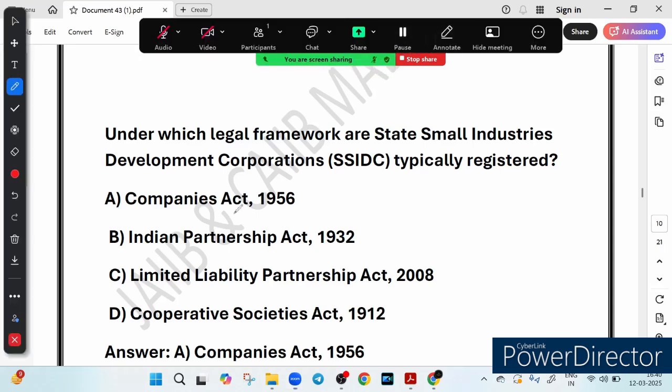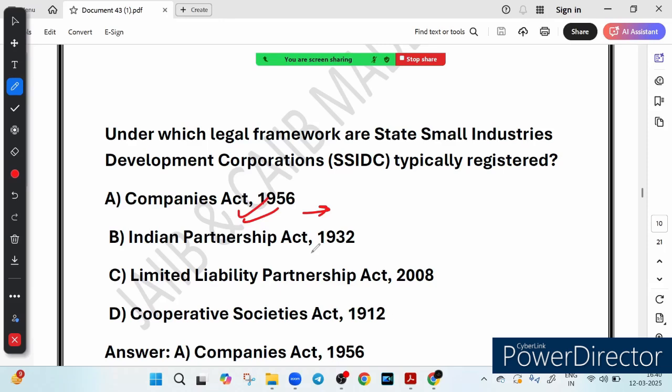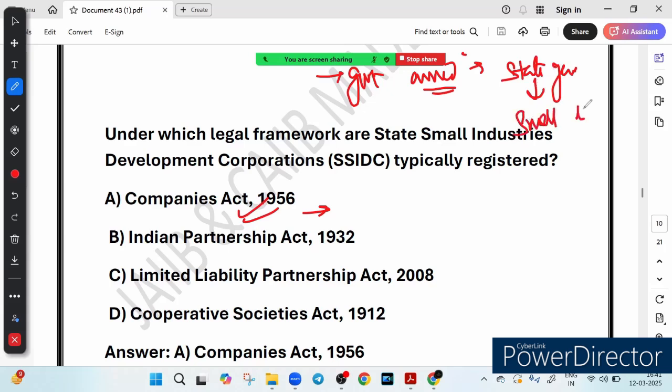Very good, that's the correct answer, right? SSIDC are government owned corporations. First thing first, they are government owned corporations, right? They are set up by the state government. Why does the state government set them up? To support and promote small industry, right?